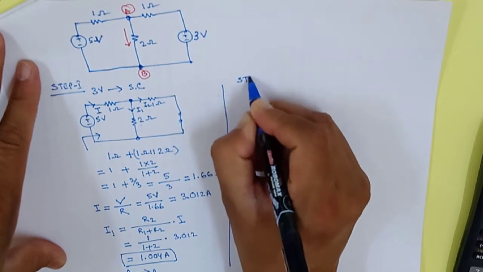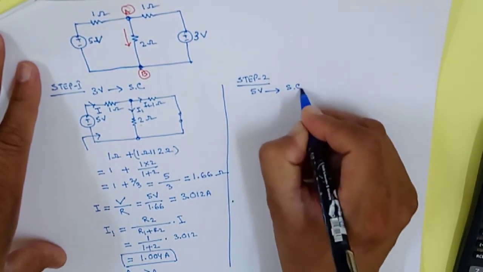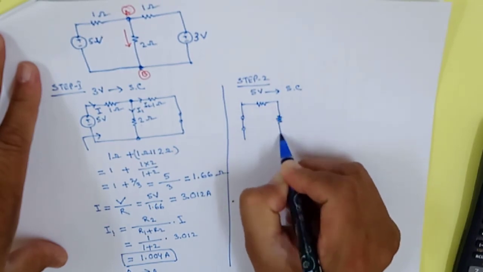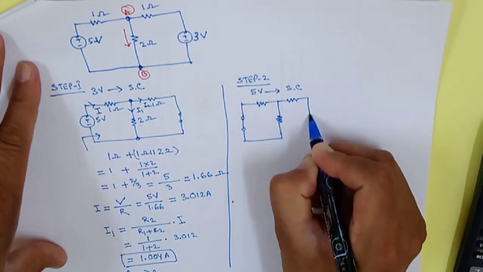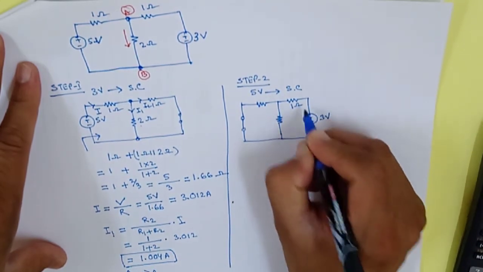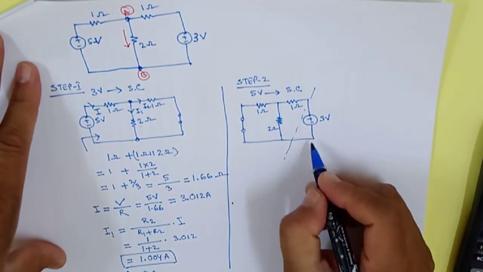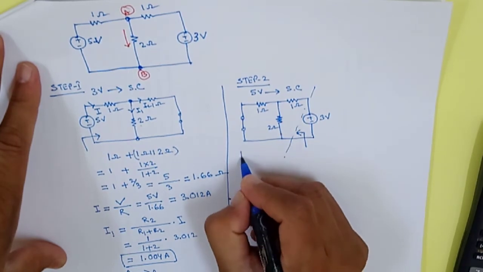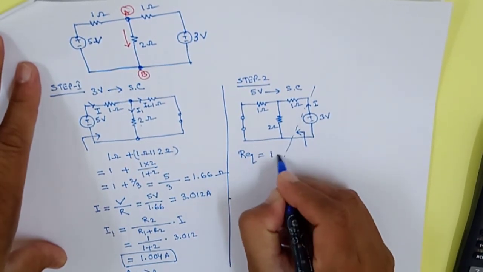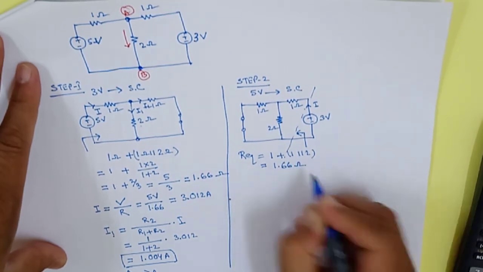Now you come to step 2. In step 2, we will make the 5 volt source short circuited. That means we will connect this one. We will apply here 3 volt, 1 ohm, 2 ohm and 1 ohm. So for this circuit also, if you check from this side, the equivalent resistance, because you have to find the main current first. So R equivalent is equal to 1 plus 1 parallel to 2, same as this one. So your calculation will be approximately the same.